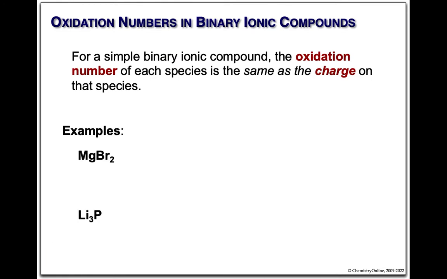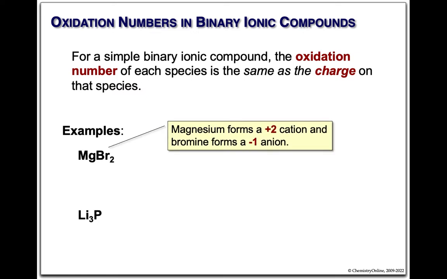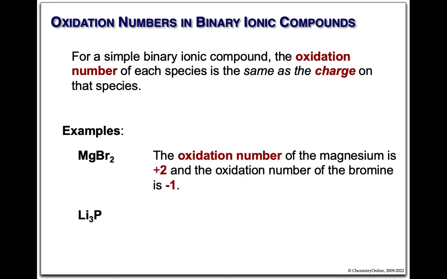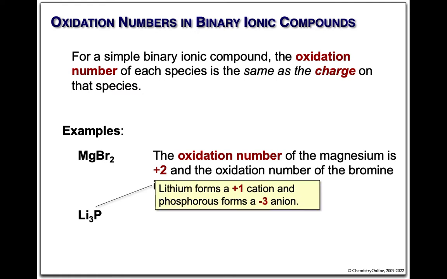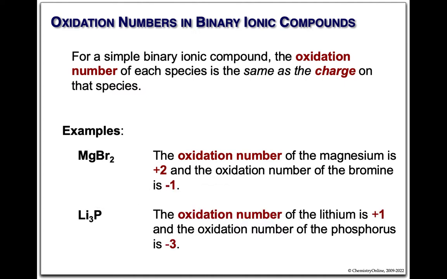So if we're dealing with something like magnesium bromide, we would say magnesium group 2 plus 2, bromine group 7 minus 1. In terms of oxidation numbers, we would simply say the oxidation number of magnesium is plus 2, of bromine is minus 1. Same thing. Lithium plus 1, phosphorus minus 3. Oxidation numbers, the same thing.